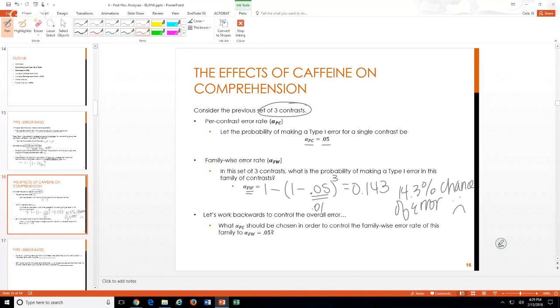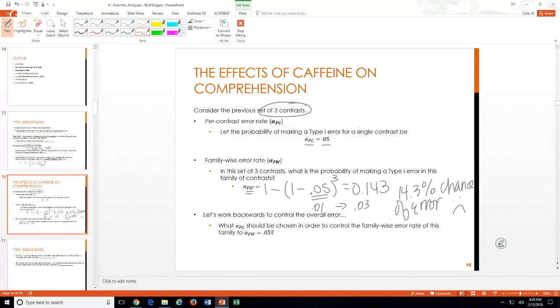What happens if you put in 0.01? What would this change to? What would your family-wise error rate be if instead you did 99% chance on each one? 0.03. 0.029. Oh, yeah, 0.03. Oh, so that really reduced it. Now there's a 3% chance.